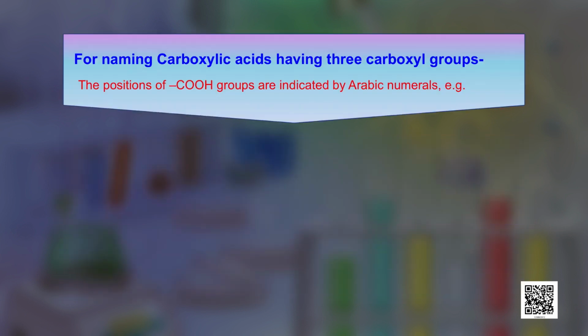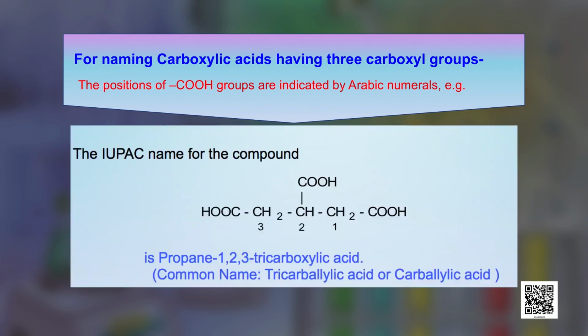Now, coming to the nomenclature of a carboxylic acid having 3 carboxyl groups, the positions of the COOH groups are indicated by Arabic numerals in the names, and the IUPAC name for this compound, which is shown here, is propane-1,2,3-tricarboxylic acid, and its common name is tricarboxylic acid or simply carboxylic acid.